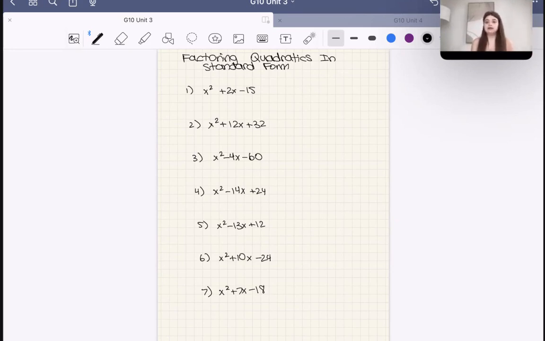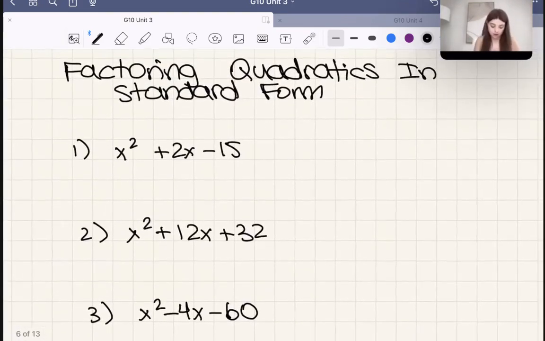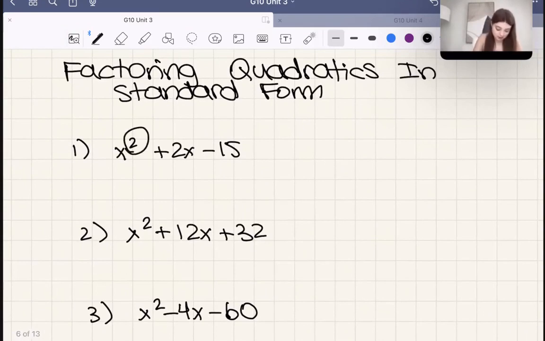So what is a quadratic in standard form? A quadratic is a degree 2 polynomial, or in other words, a polynomial where the highest power is 2, right? Hence degree 2 polynomial. A degree 2 polynomial is a quadratic, or a parabola when we graph it. And in standard form, they look like this: ax squared plus bx plus c.